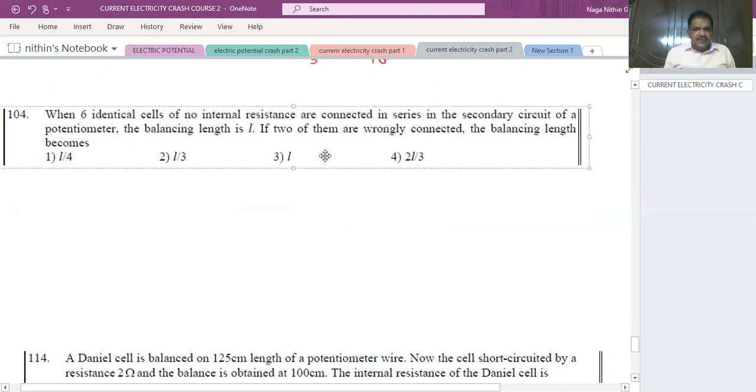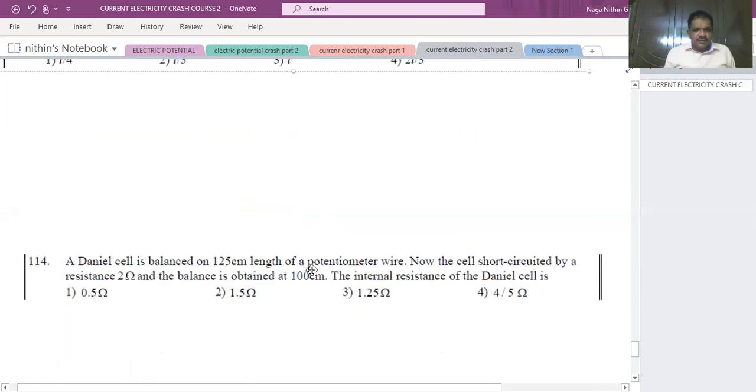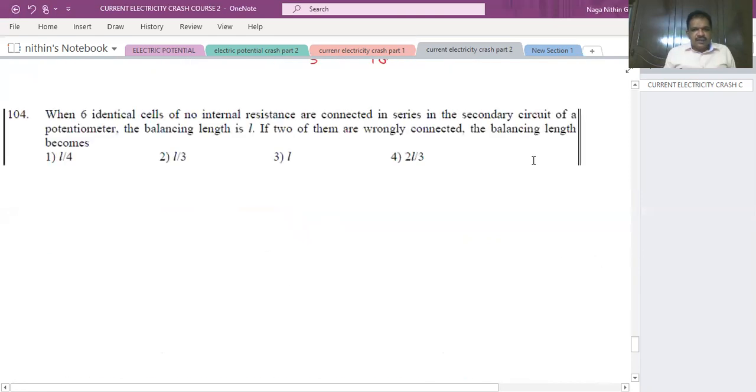Next, 102, what they are asking. 6 identical cells are there. And they are connected in series. Balancing length is L. Then later in that, two are connected wrongly. So E1 by E2 is equal to L1 by L2. So here 6 connected, later 2 are wrongly connected and cancels with 2 and remaining will be 2 only. This is L, this is L2. So L2 is equal to L by 3.